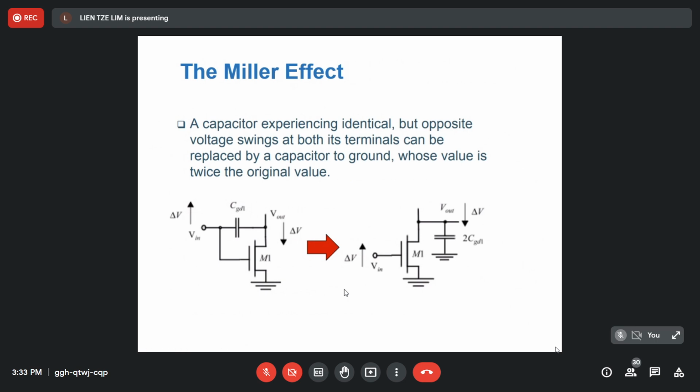Miller effect. What is meant by this Miller effect? Here a simple diagram is shown with a statement. A capacitor experiencing identical but opposite voltage swing at both its terminals can be replaced by a capacitance to ground whose value is twice the original value. The statement means that we refer to these two diagrams of the Miller effect.